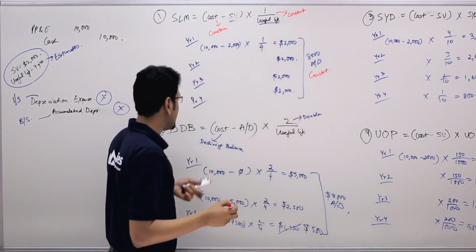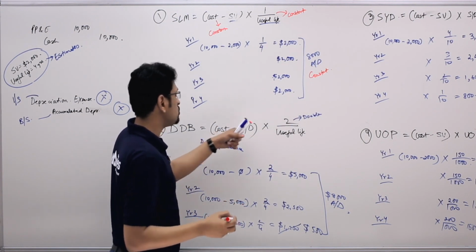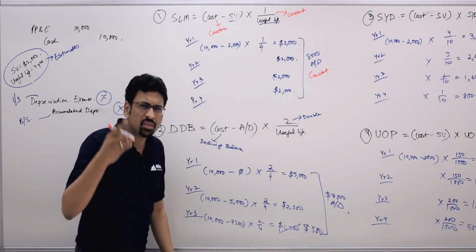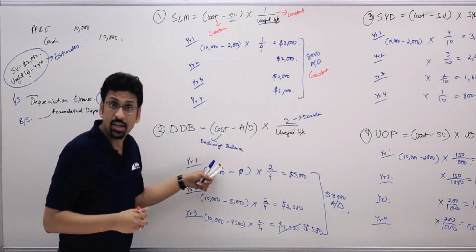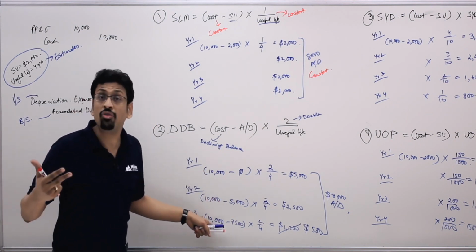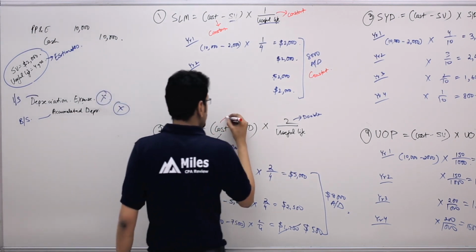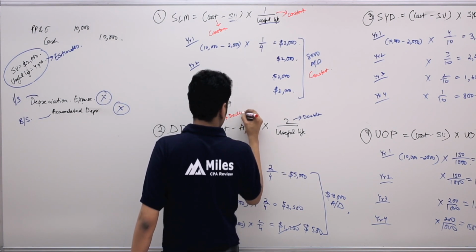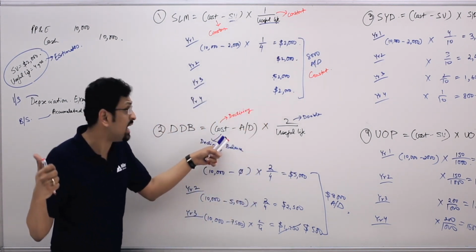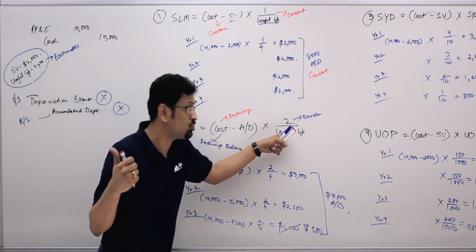If I look at the double declining balance method, cost minus accumulated depreciation, this depreciation base was declining. It was $10,000 in year 1, became $5,000 in year 2, became $2,500 in year 3. So this was declining. Remember, I pointed this out to you. That's why you call it the declining balance method, and double, why? Because it's 2 by useful life.